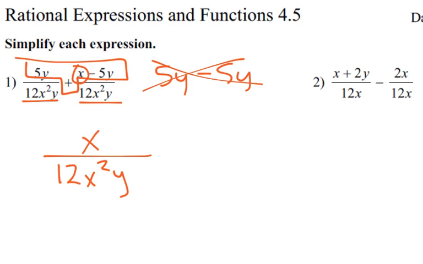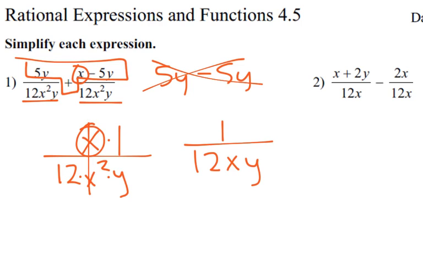Now, if we don't have any plus or minuses, we can look to canceling. Because this is all multiplication here, we can cancel one set of our x's. Now, if we get rid of this whole thing, remember, it's like it's multiplied by 1. So we leave a 1 there. We'd have 12xy left over. That's what our answer should be.